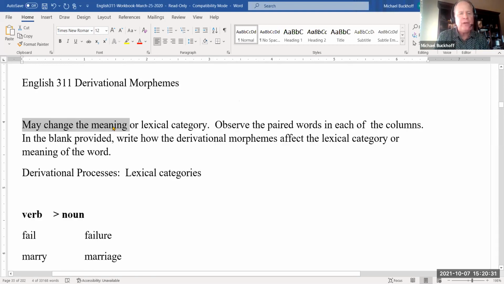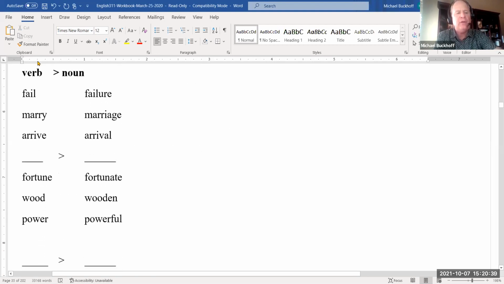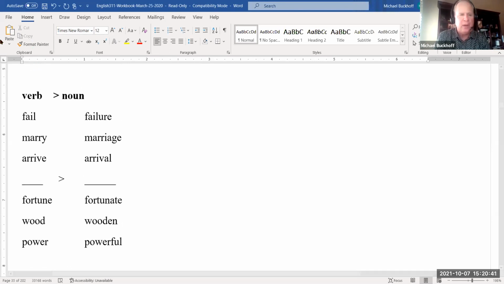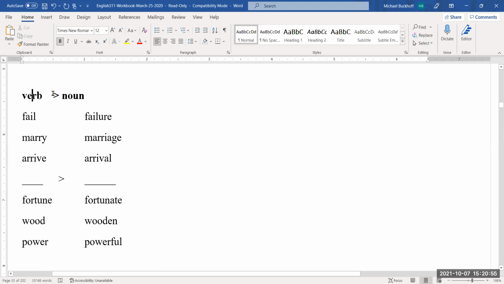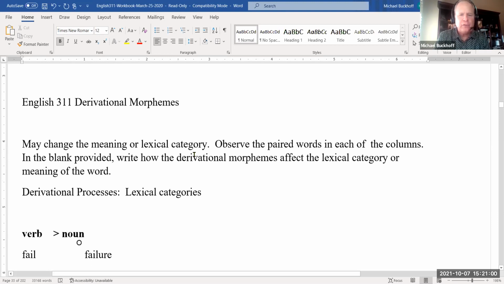So let's talk about the lexical category first, right? And I want you guys to tell me what the derivational process is in terms of parts of speech. So I did the first one for you already. So fail, failure, marry, marriage, arrive, arrival. So we're saying here that these words are changing from verbs to nouns. That would be what's called the derivational process here, as it relates to lexical categories.